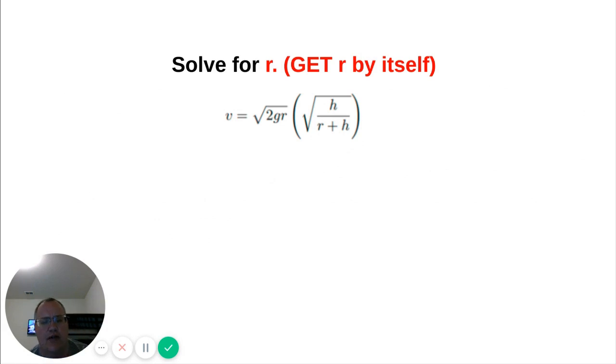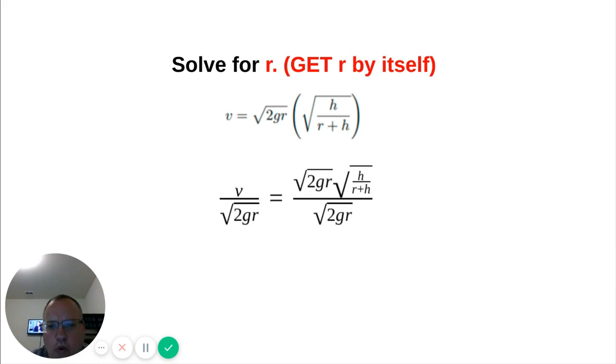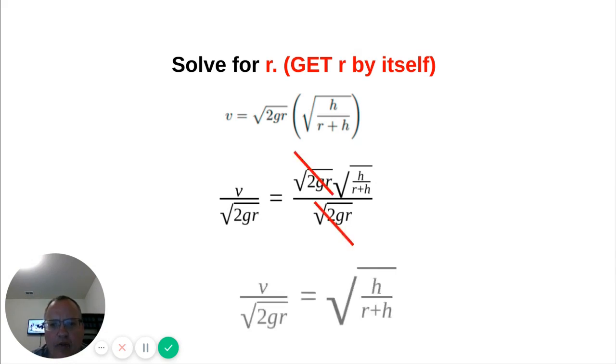And so the first thing that I'm going to do on this particular equation is divide both sides by the square root of 2gr. The reason that I'm doing that is that allows me to cancel out the square root of 2gr on the right side of the equation, and then it's going to make it easier for me to deal with when it's on the left side of the equation. So I cancel it out here, and I'm left with this equation: v divided by the square root of 2gr equals the square root of h divided by r plus h.